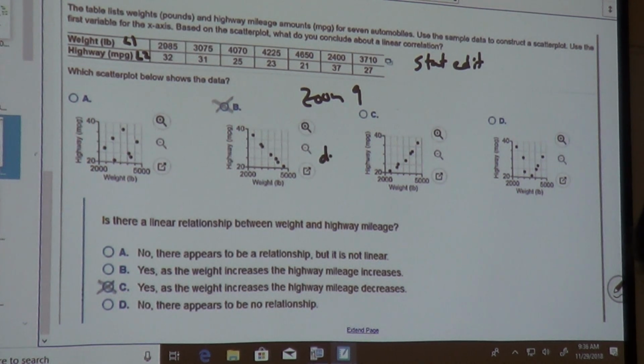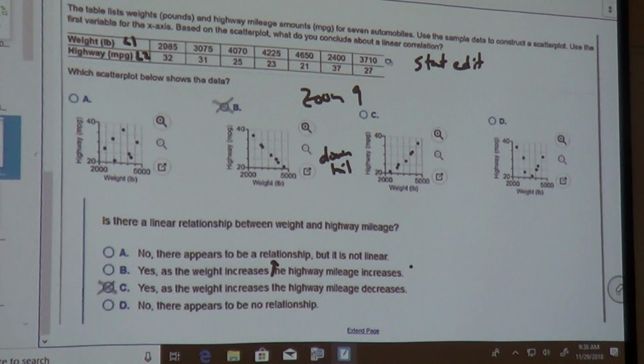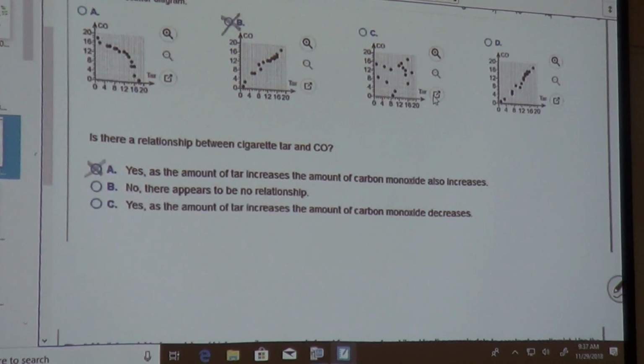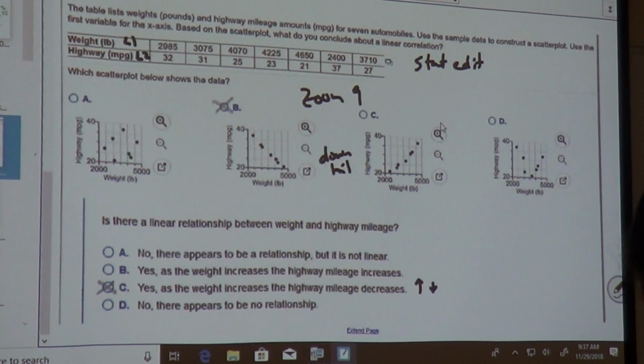Because this one's going downhill, this one's going to be an increase, oops, I put it on the wrong one. This one's going to be an increase-decrease because it's going downhill. For this one, it was going uphill, so it was an increase-increase. And this one was an increase-decrease.